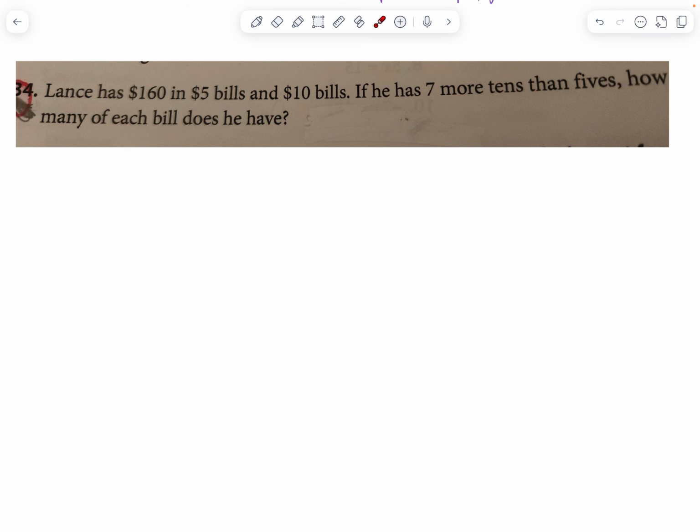All right, so the very first thing that we're going to do is read through the question. Lance has $160 in bills, in two types of bills, $5 bills and $10 bills. If he has 7 more 10s than 5s, how many of each bill does he have?